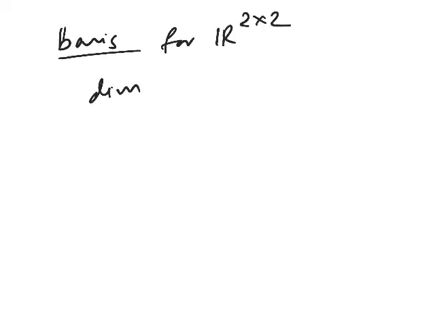I'm asking you to write only for 2 cross 2, because otherwise you'll have to keep writing so many elements. So for R 2 cross 2, what is the dimension? 3, right? n into n plus 1 by 2, which is 3. So that means there are 3 basis vectors. What are the 3 basis vectors?